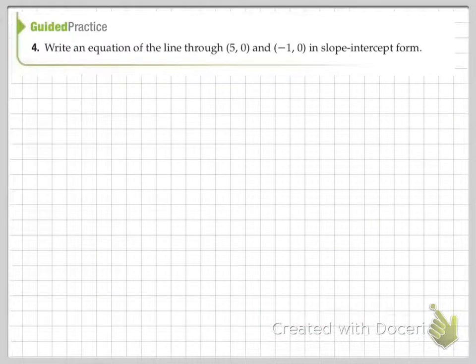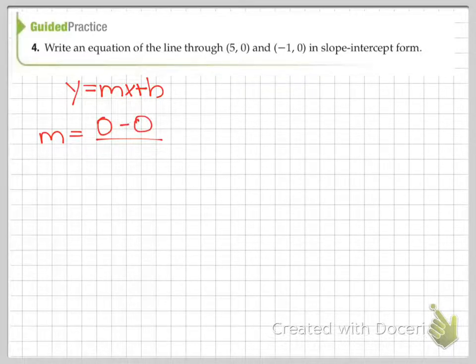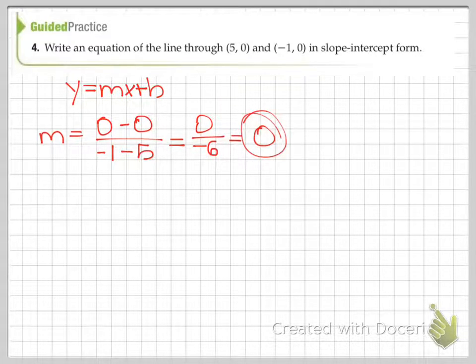So the last thing I want to look at real quick is another one of these, writing the equation of a line in slope-intercept form. Okay? So again, I'm going to write out slope-intercept form. I need my slope, first of all. So if we're finding slope on this one, I'm going to do it a little bit quicker. I'm going to have 0 minus 0 over negative 1 minus 5. So that's 0 over negative 6, which is just 0. So this equation has a 0 slope.